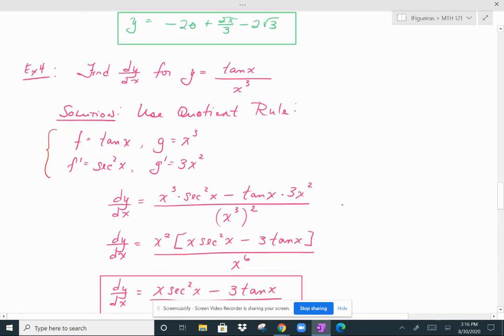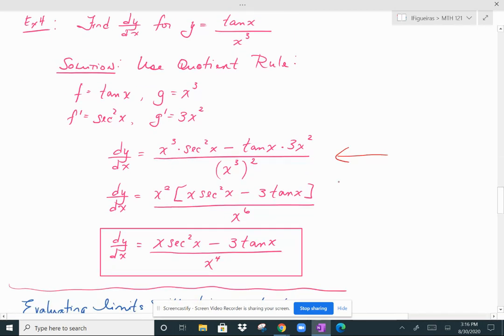So with quotient rule, you have to start with the g and the f prime. So that's what I did first. I have x cubed times secant squared of x, and then minus, that's the formula, minus f g prime. So that's tan of x times 3x squared all over g squared. So it's x cubed to the second power.